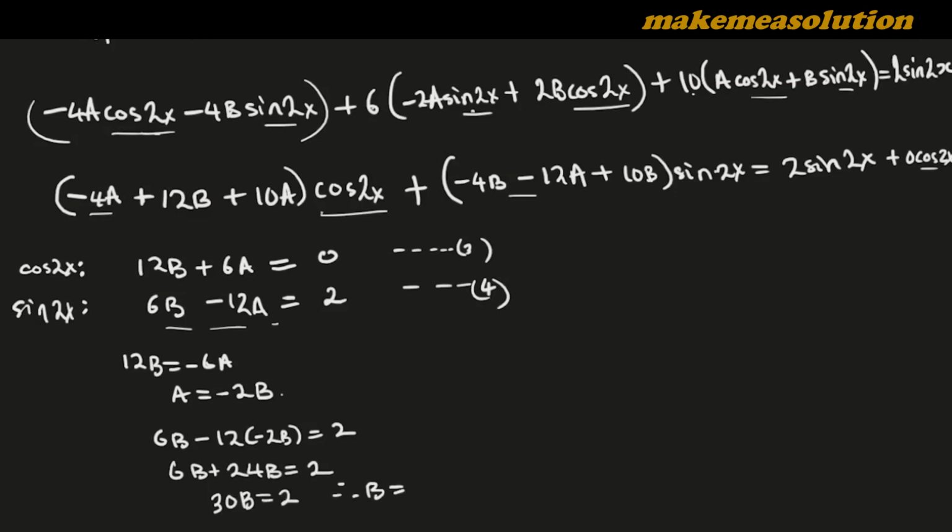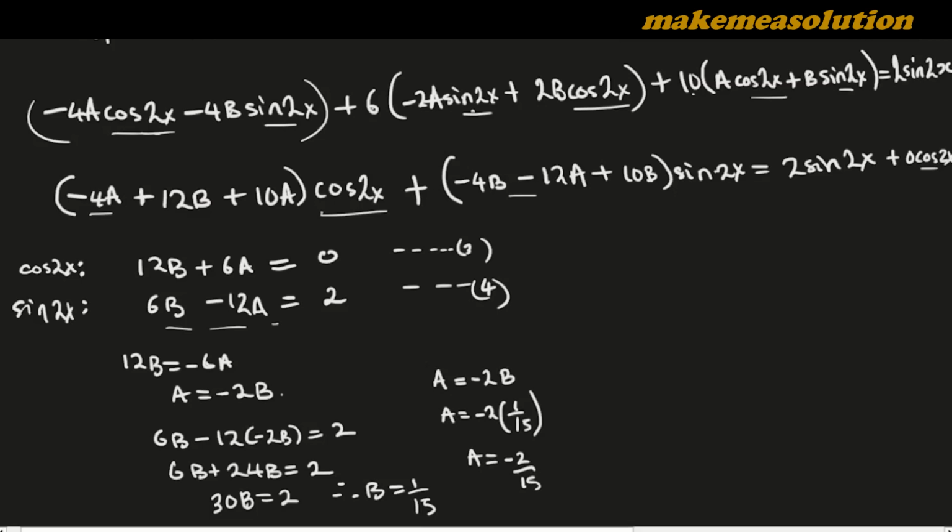Therefore, b is equal to 1 over 15. Is that okay? So b is equal to 1 over 15. So if b is equal to 1 over 15, a is equal to minus 2b. So a is equal to negative 2 times 1 over 15, and a is equal to minus 2 over 15. So a is minus 2 over 15 and b is 1 over 15. So for these two values, we have now gotten a and b.